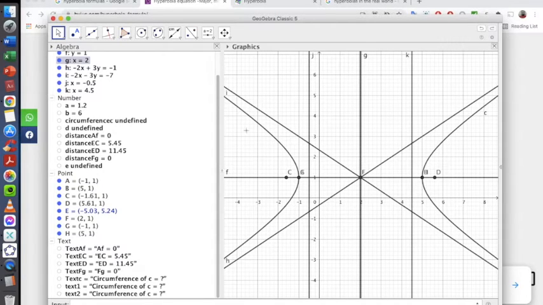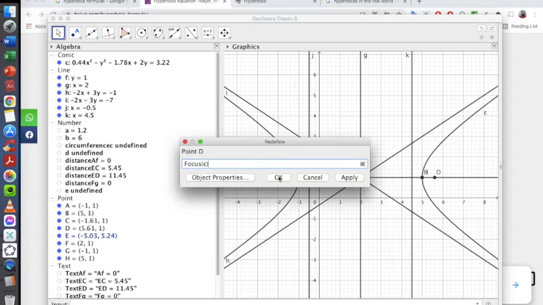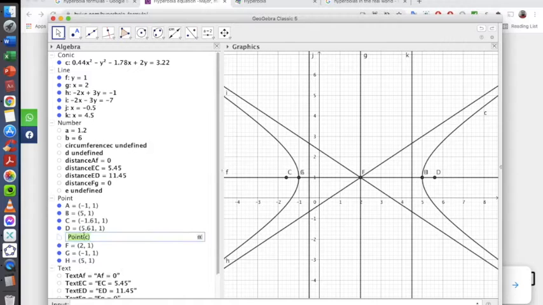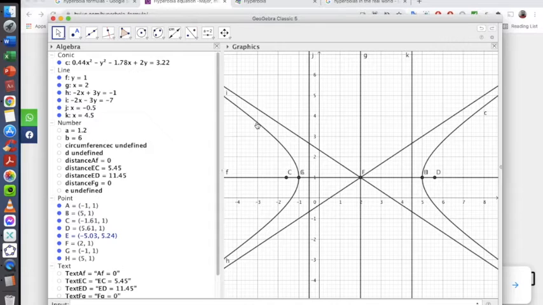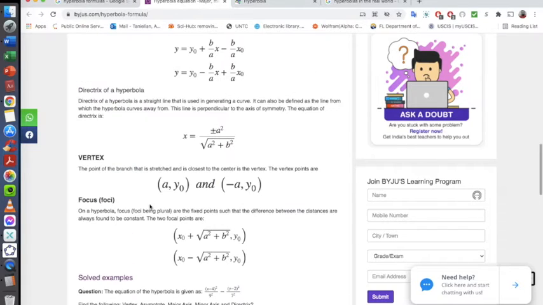Sorry, x naught is 2, excuse me. I was thinking about a, sorry. x naught is 2, so 2 plus 3.61. There we get our focus on the first one. Finding the other focus, 2 minus 3.61, negative 1.61. Again, just labeling focus, typing in focus, C, and then the label of the conic will do it automatically here on GeoGebra. So those are the foci, that's easy enough.